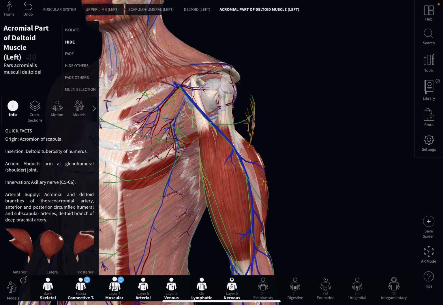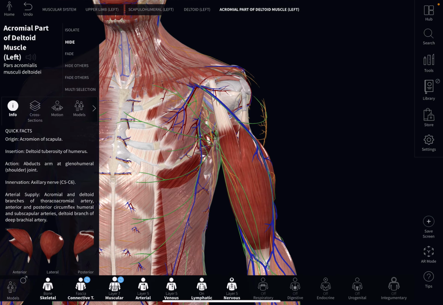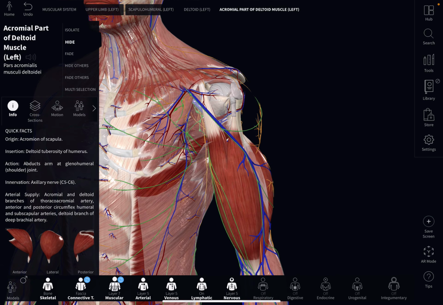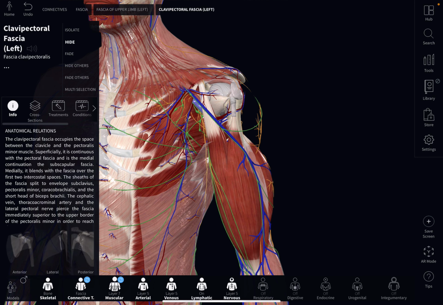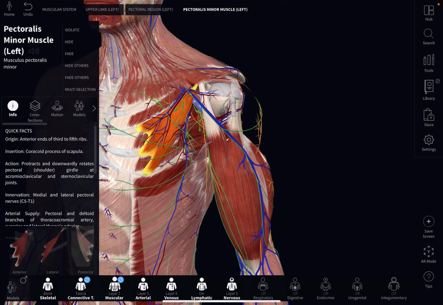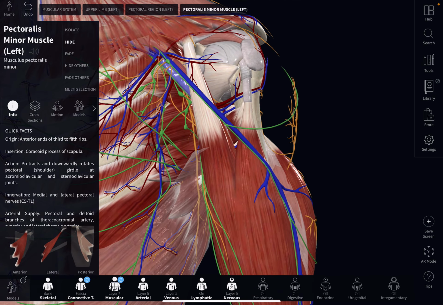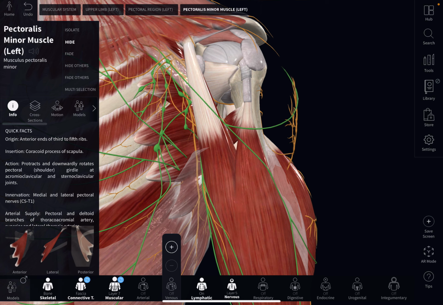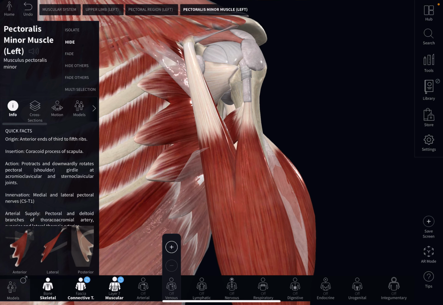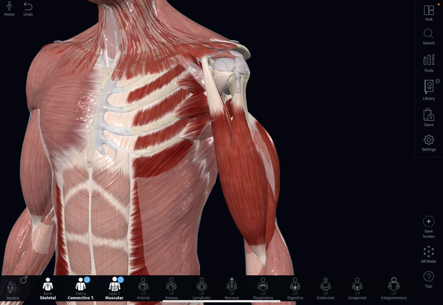So I've removed the deltoid muscle and the pectoralis major muscle. So also remove the pectoralis minor muscle. When we remove all these, there was the clavipectoral fascia which I just removed. Now I remove the pectoralis minor. Now we get a better view of the muscles. Let us remove the veins, arteries and the nerves, also the lymphatics, so that we see only the muscles now.